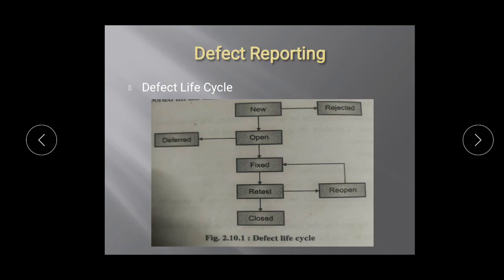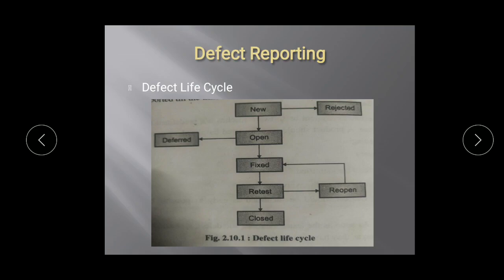If the developer feels that the defect is not valid, not actually important, or a similar defect has been logged, then the defect is transferred to the rejected state. If it is not high priority and can be solved later, then it can go into the deferred stage. If not, it can be fixed.